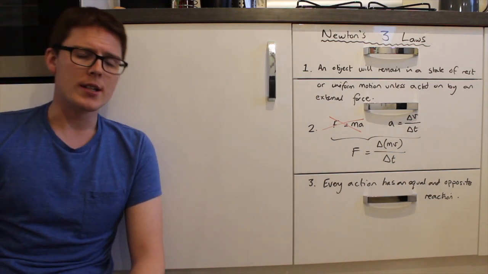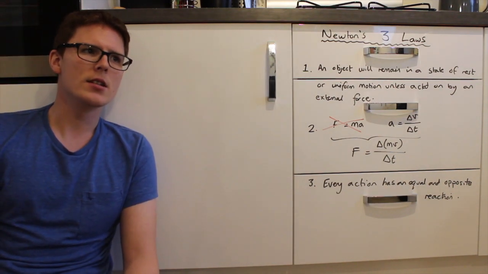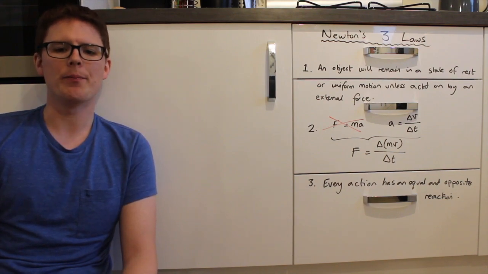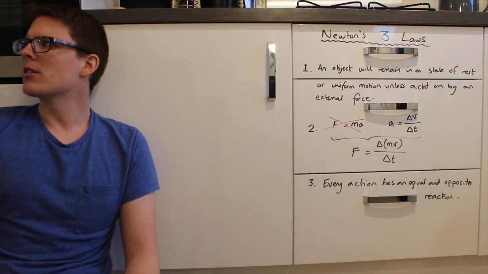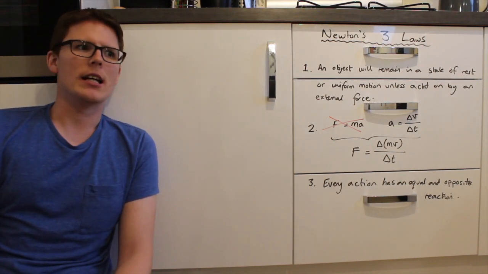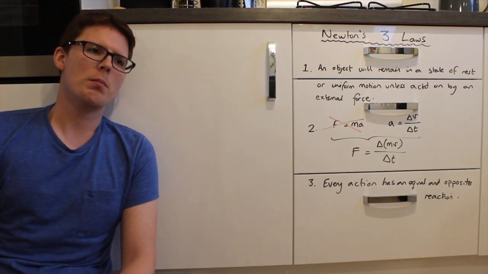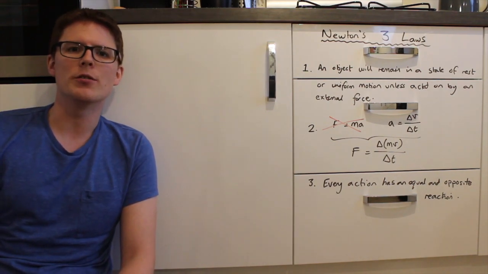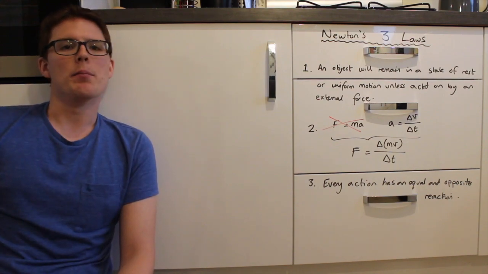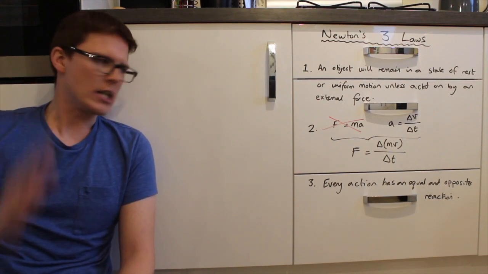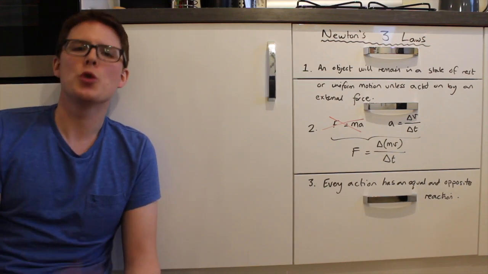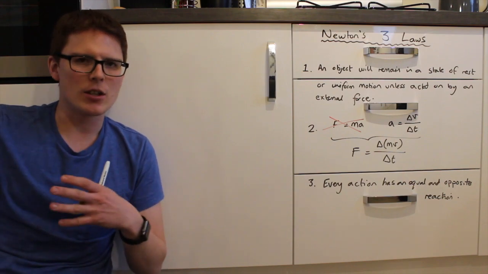So the first law is an object will remain in a state of rest or uniform motion unless it's acted on by an external force. An example of this you could say would be Earth going around the Sun. Earth will continue to go around the Sun. The Sun and Earth are a system, but if there's some external force, like an asteroid, and it comes to Earth, it might knock us off our current trajectory, and then we'll accelerate. Our motion will change as a result, but that'll be an external force.